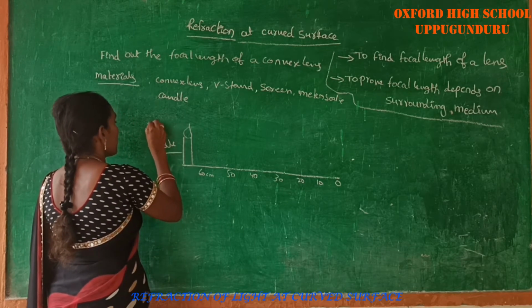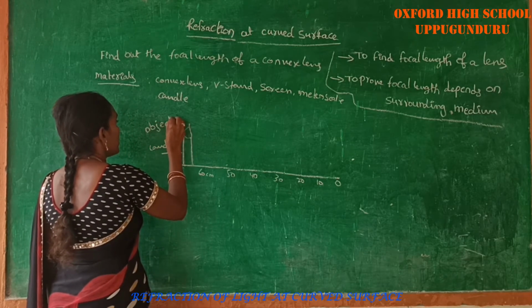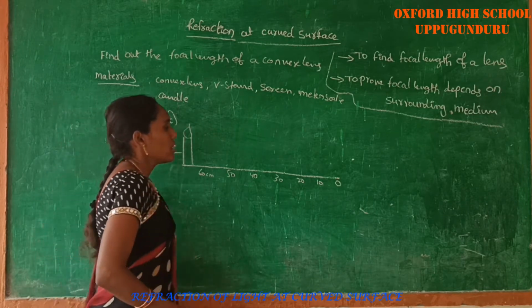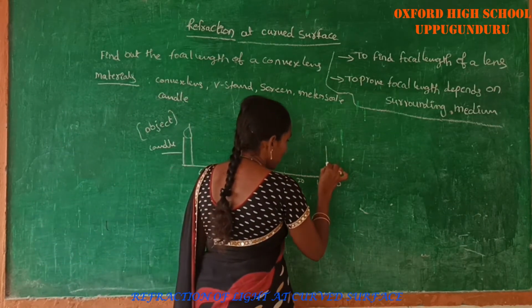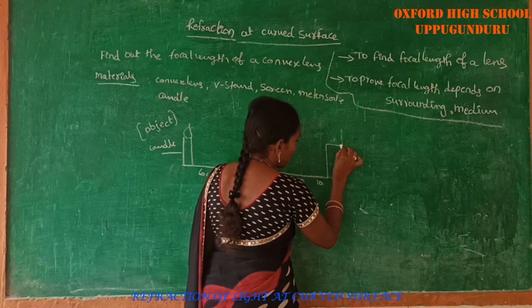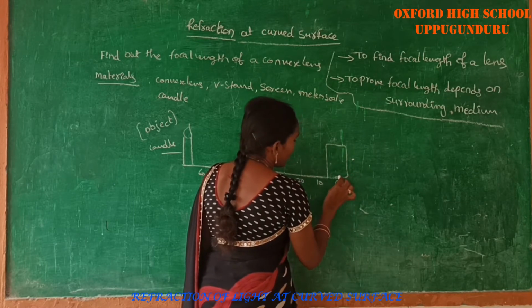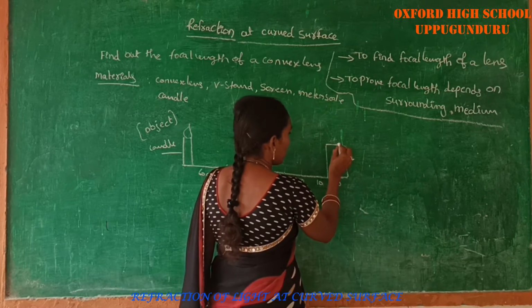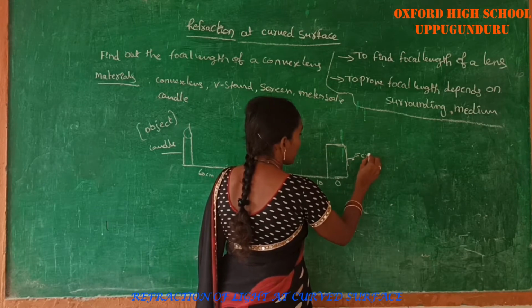The candle acts as an object. And then take the screen. That screen is kept on the other side of the table and acts as the screen.